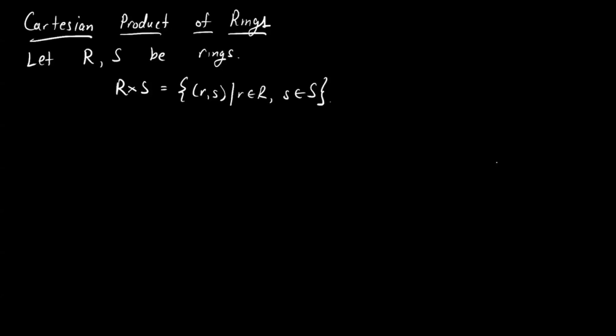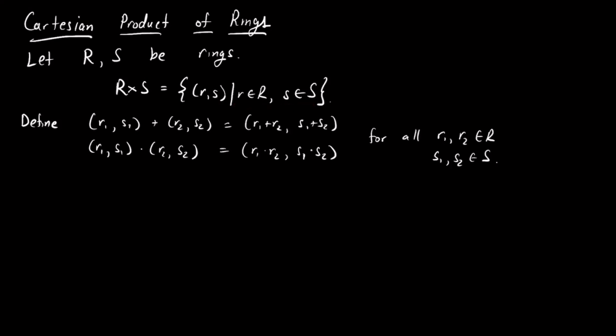So the last few examples are going to involve what's called the Cartesian product of rings. And what we're going to do is we'll take R and S, they're two rings, and we're going to look at the set R cross S, the Cartesian product of R and S. So this is just the set of all ordered pairs r comma s, where little r is in R and little s is in S. And we can give this a ring structure by doing the following.